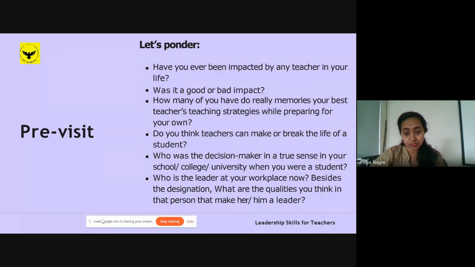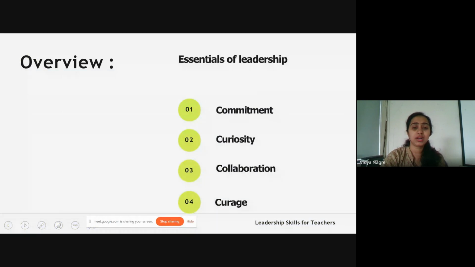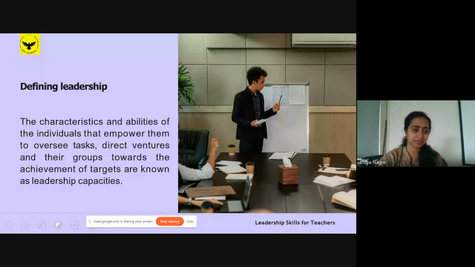Now another thing. Let us first glance through the definition of leader. So what is leader basically? The characteristics and abilities of the individuals that empower them to oversee tasks, direct ventures, and their groups towards the achievement of targets are known as leadership capacities. What are the skills? The skills are the capacity to execute the task in a successful way, to direct the ventures or the group that they are leading towards the achievement or successful completion of the task. These skills are known as leadership skills.